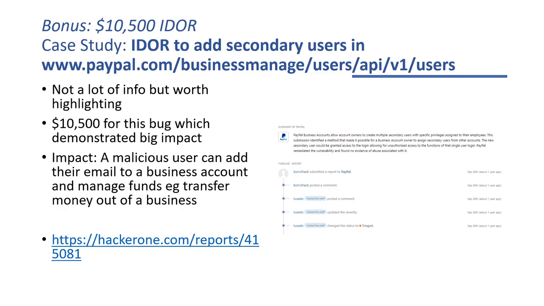The impact of this one was that a malicious user can add their email to a business account, and that would allow them to do things like manage funds, so transfer money out of a business account to their personal account. And this is kind of amazing, really, because just having an IDOR there is an incredible amount of impact. It's insane how much this person was able to demonstrate impact with something as simple as changing the ID. You can almost imagine maybe this worked by them literally changing an ID or an email address, right? Maybe that was it, and it worked, and they got $10,000 for it. So it's really worth considering impact when you start to look at IDORs, because even a simple IDOR can create a huge amount of impact on a business.